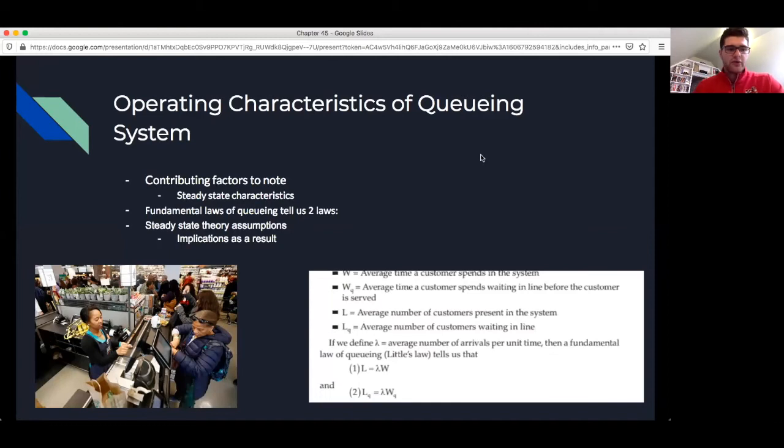Once we find those values, the fundamental laws of queuing tell us two things. Those are also listed below the factors there. The average number of customers present in the system is equal to the average number of arrivals per unit time times the average time a customer spends in the system, as well as the average number of customers waiting in line equal to the average number of arrivals per unit time times the average time a customer spends waiting in line.